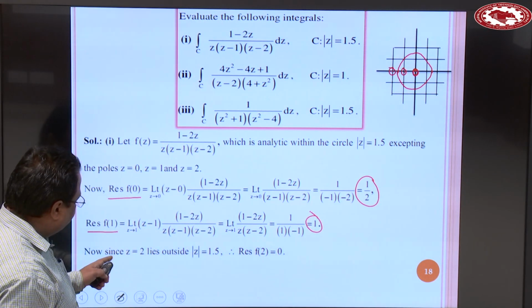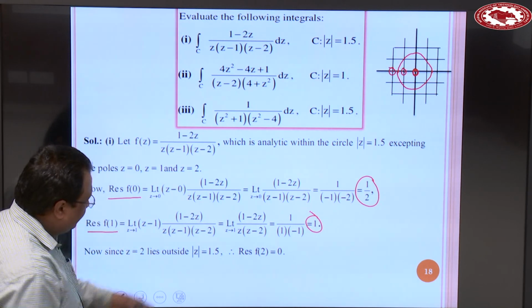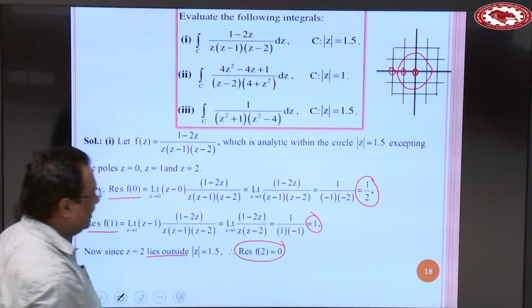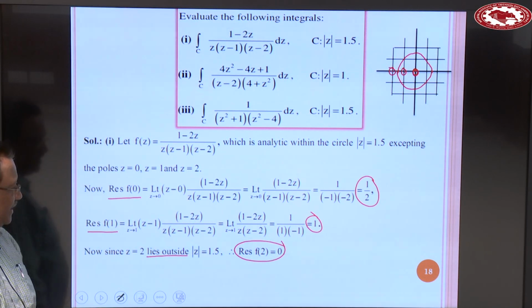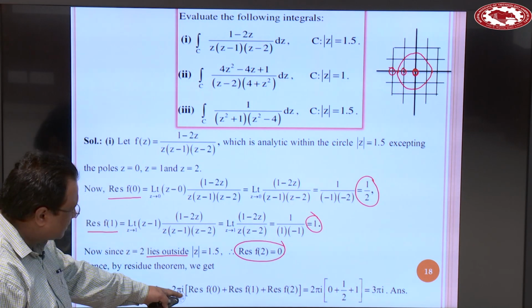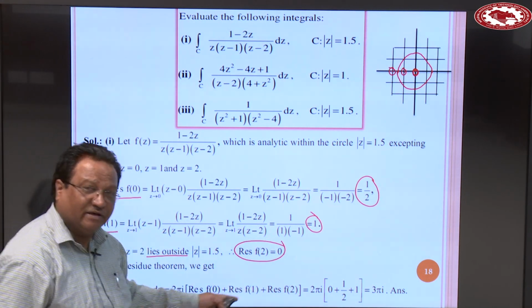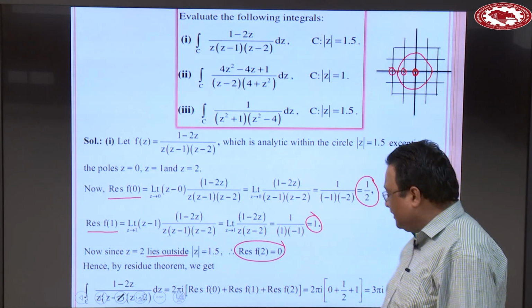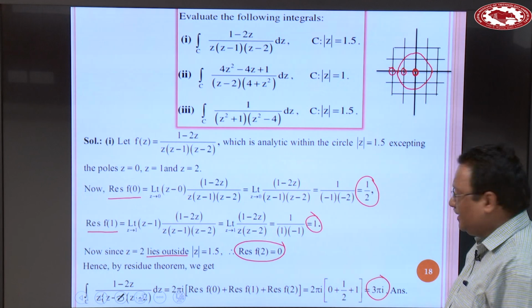And since z = 2 lies outside, this means residue f(2) is equal to 0. Clear? Then use the residue theorem. So this integral dz is equal to 2 pi i times the sum of the residues. So when you substitute the values of the residue at each point, you will get 3 pi iota.